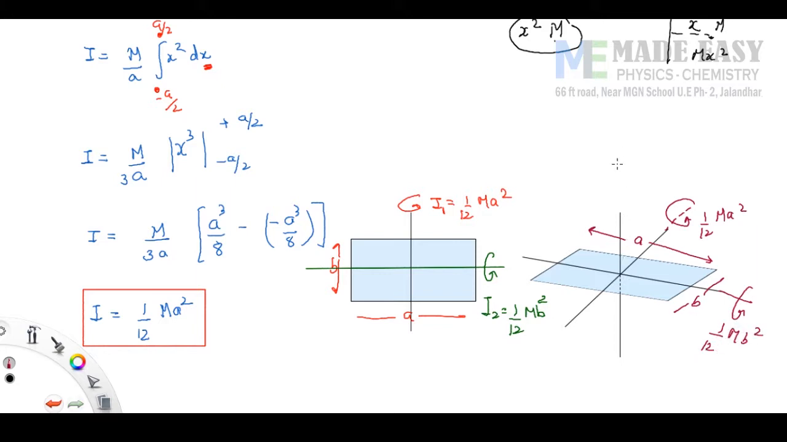Now, last part, what is the moment of inertia about this axis? The axis which is passing through the center of mass and perpendicular to the plane of this lamina. This is the lamina and this is perpendicular to the plane of the lamina. What is the moment of inertia about this axis? This is my problem. Let's calculate.